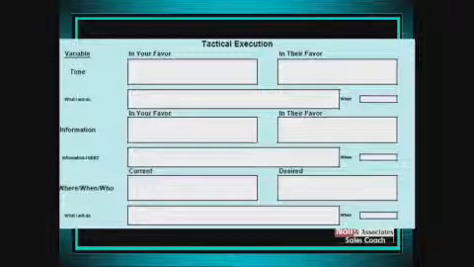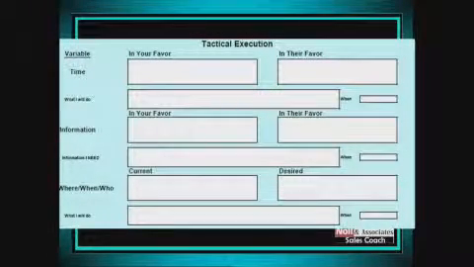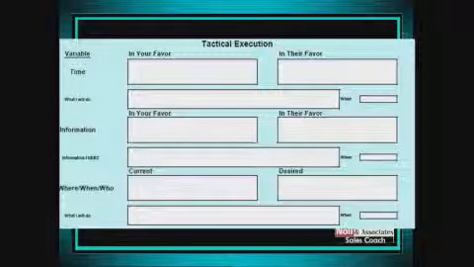Now you move into the tactical execution part of the planner, and the first thing we're looking at is the time variable. How does time favor you? How does it favor the people you're negotiating with? What are you going to do about it and when? The information variable: what's working in your favor, what's working in their favor, what are you going to do about it, and when will that be done?